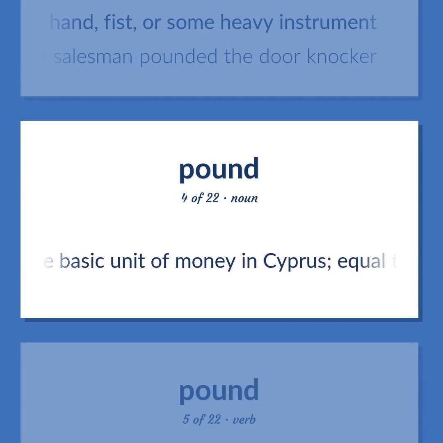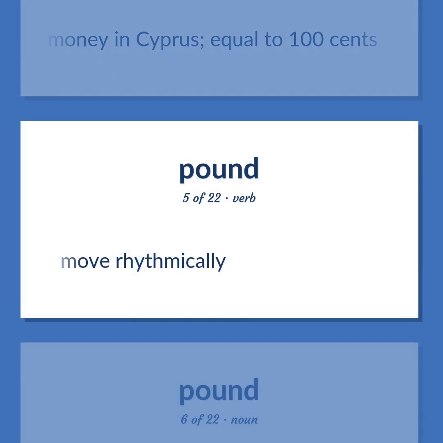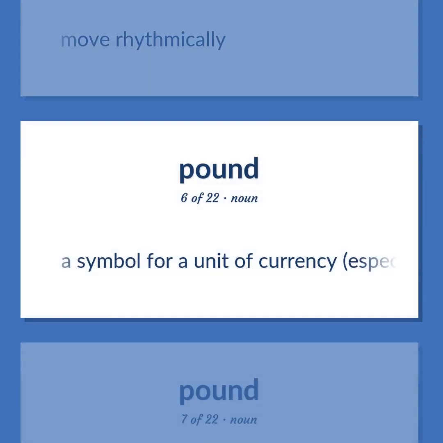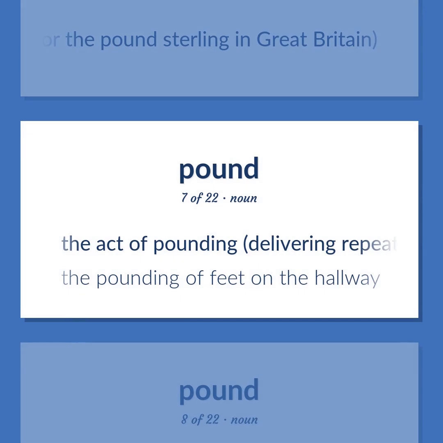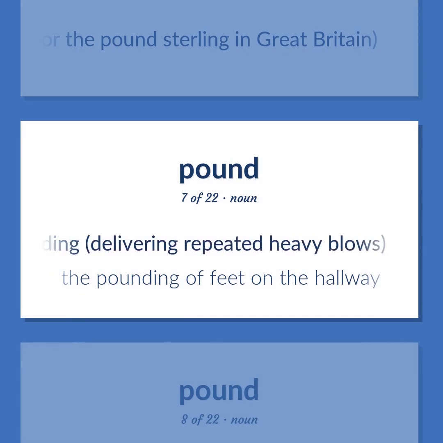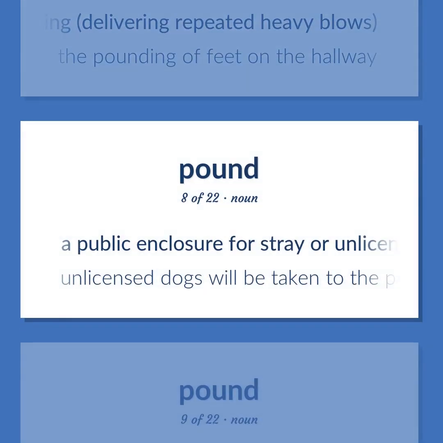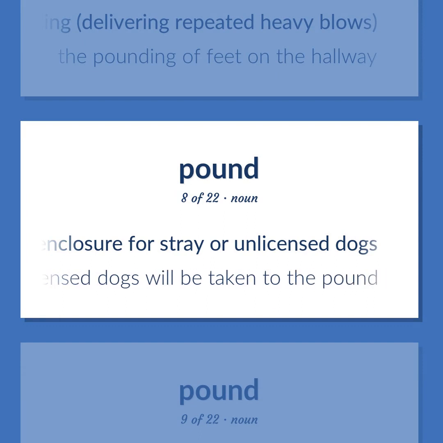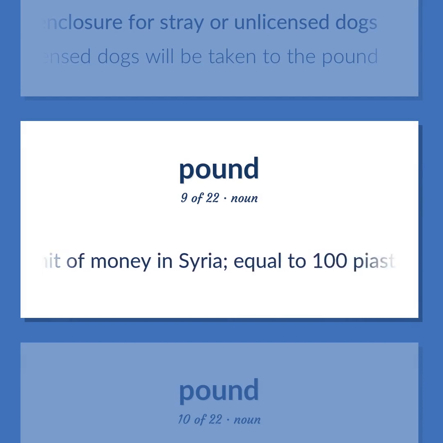The basic unit of money in Cyprus, equal to 100 cents. Move rhythmically. A symbol for a unit of currency, especially for the pound sterling in Great Britain. The act of pounding, delivering repeated heavy blows. The pounding of feet on the hallway. A public enclosure for stray or unlicensed dogs. Unlicensed dogs will be taken to the pound. The basic unit of money in Syria, equal to 100 piastres.